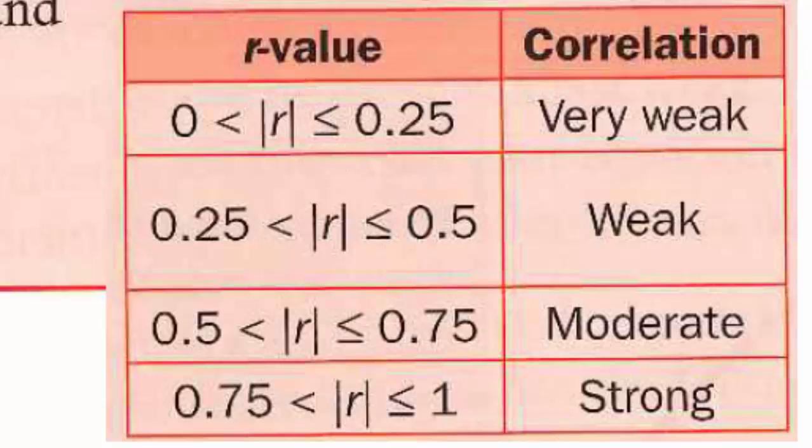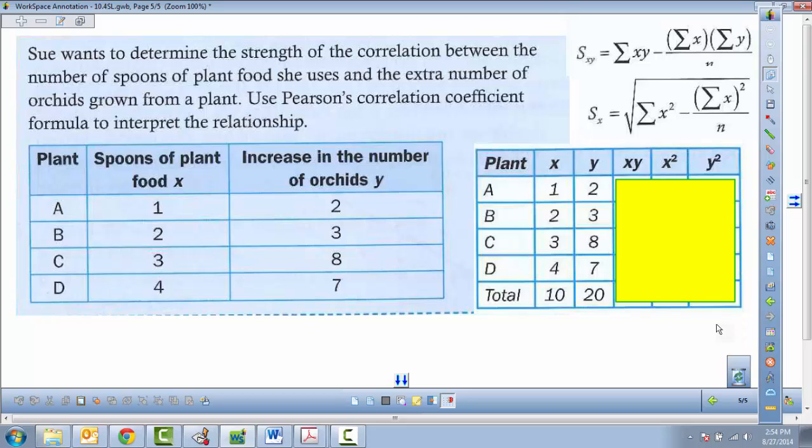So let's use this wonderful bundle of joy to find our correlation coefficients. We want to know, if we look at the number of spoons of plant food I use and compare that to the extra number of orchids grown from a plant, how strongly correlated are these and what's the relationship here? So we want to find our correlation coefficient.